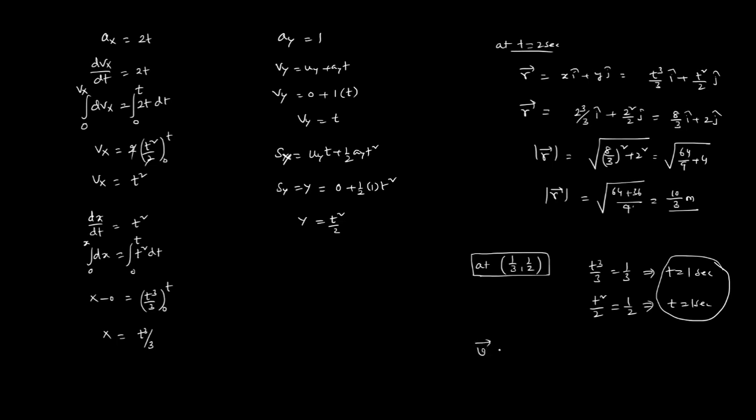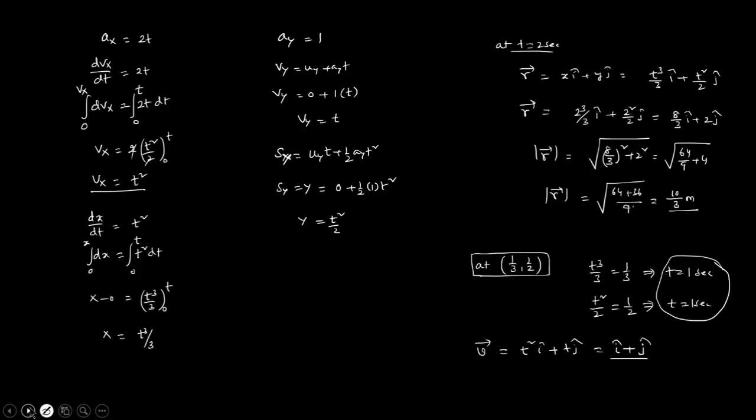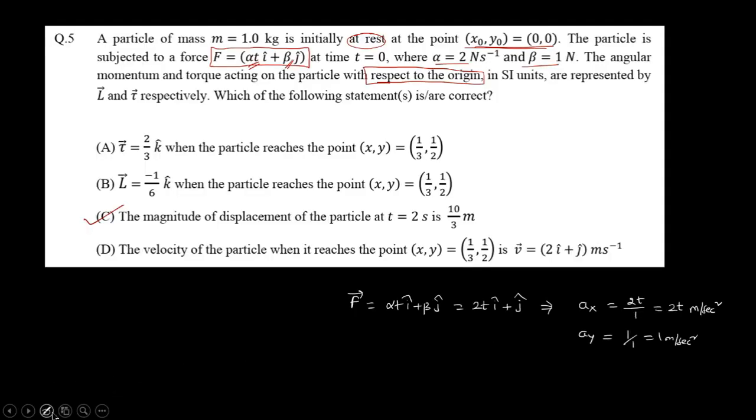So I can write the velocity vector as: Vx is t square, so t square i cap plus Vy is t j cap. Then at t = 1 second, when the particle is at the 1 by 3, 1 by 2 position, it is simply i cap plus j cap. This is the velocity vector. But they have given 2 i cap plus j cap, so that is wrong.